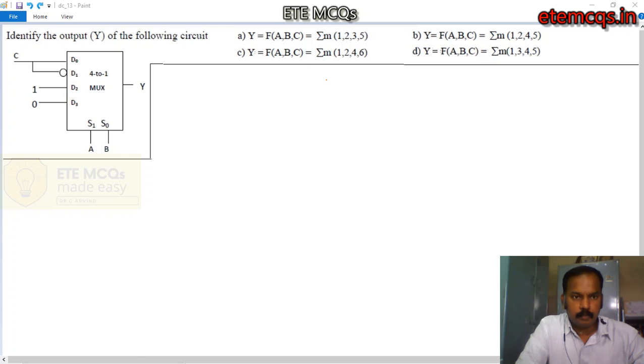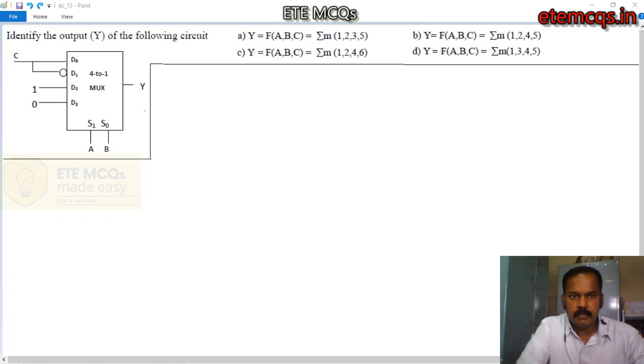So we have got a 4 to 1 multiplexer. The selection lines are taken as A and B, A for S1 and B for S0, and C is the third variable that is taken along the inputs. So it is a three variable function. The output function Y is going to be a three variable function, and we are supposed to identify which among the four functions is implemented using the given multiplexer.